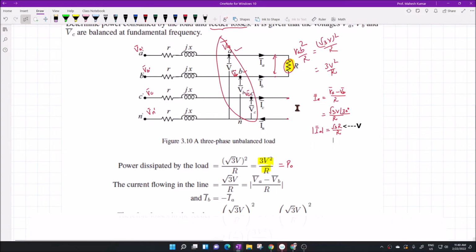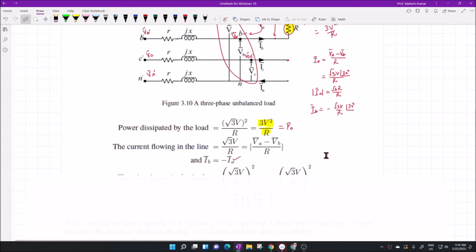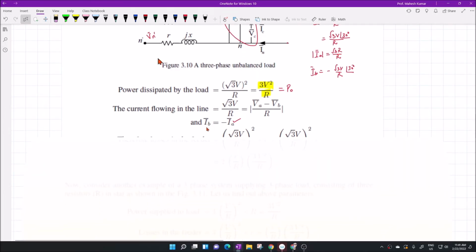What about IB? If you apply Kirchhoff's current law at this point, IB plus IA equals 0, which means IB is minus IA here. So IB becomes nothing but minus root 3 V by R at an angle of 30 degrees, as you can see from this expression.